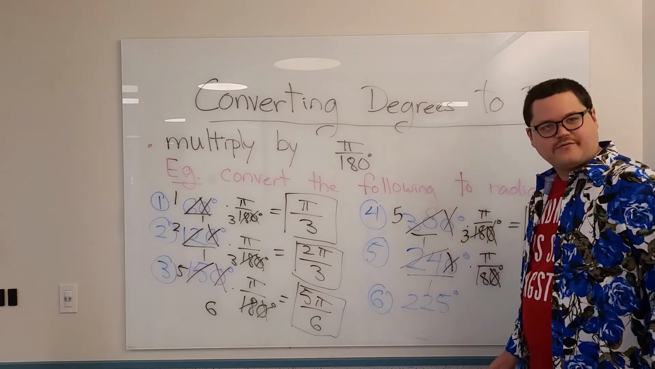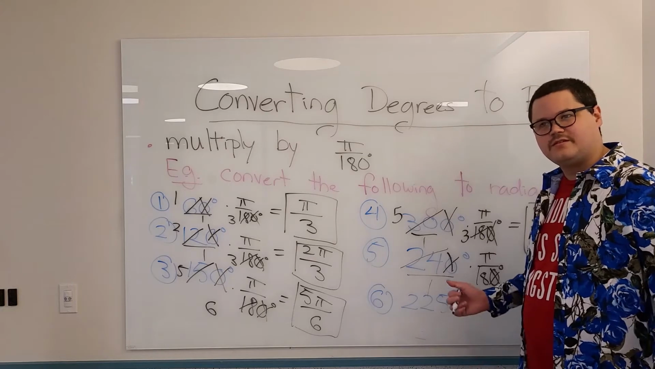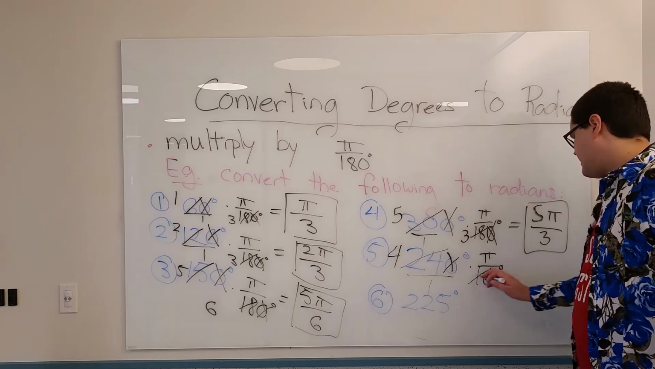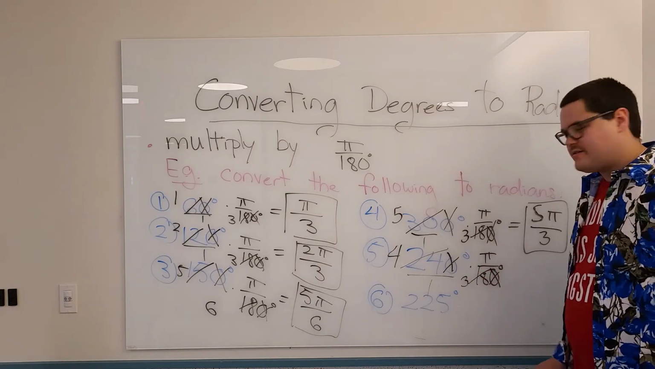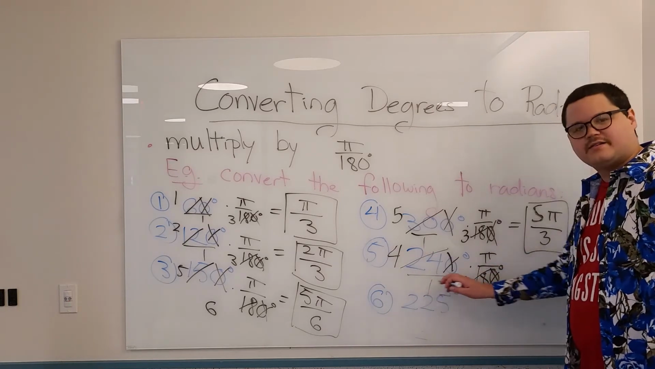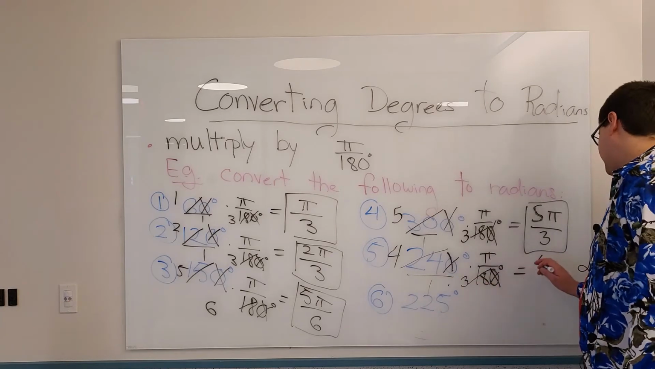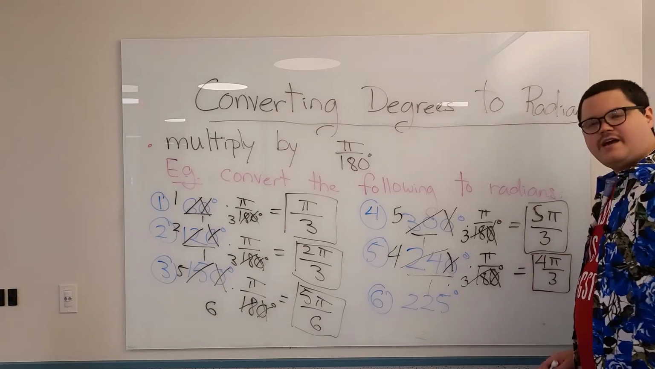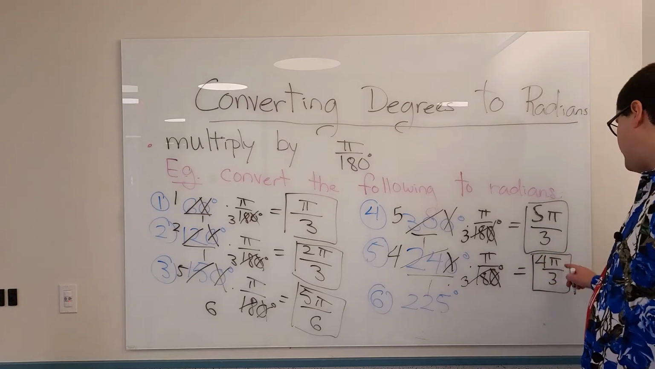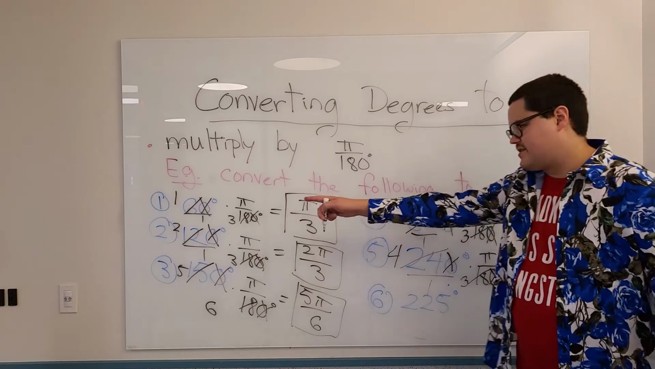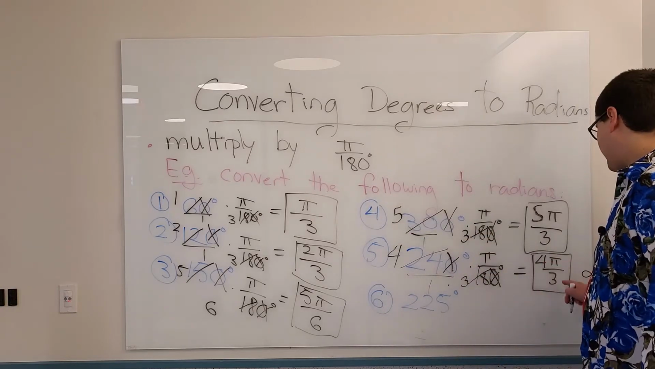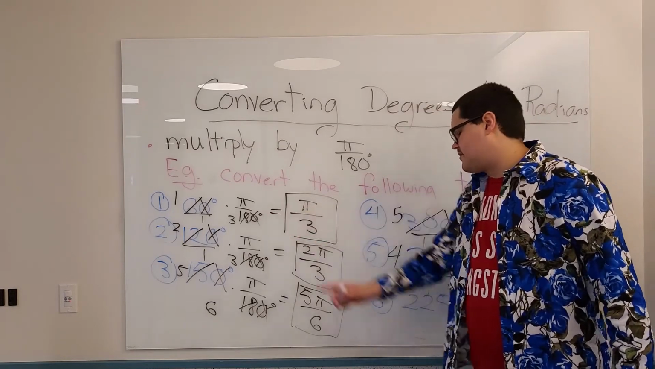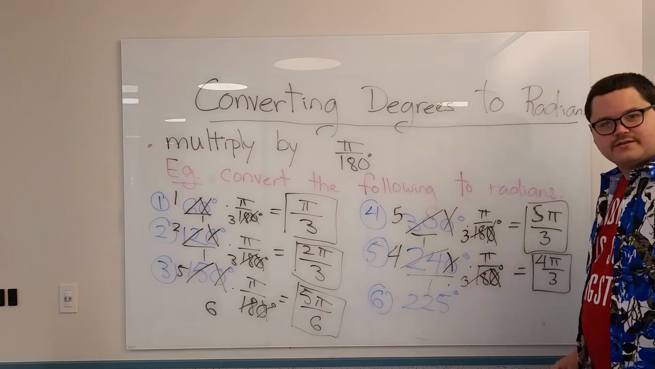So 6 goes into 24 how many times? 1, 2, 3, 4. Goes into 18 3 times. So upstairs, 4 times pi. Downstairs, 1 times 3. This is 4 pi over 3. And that makes sense too, because remember, pi over 3 was 60 degrees. So 4 pi over 3 is 4 times 60 degrees, which is 240 degrees.